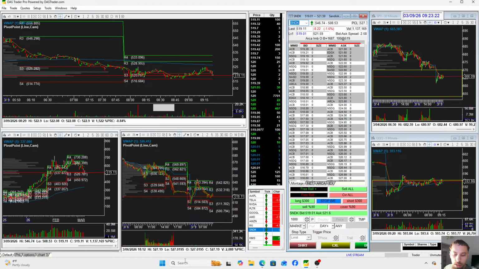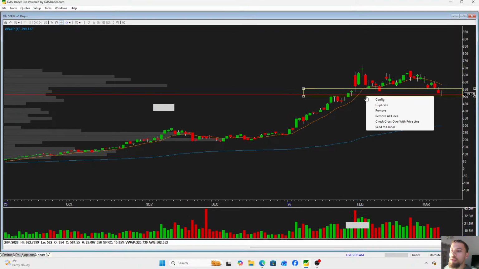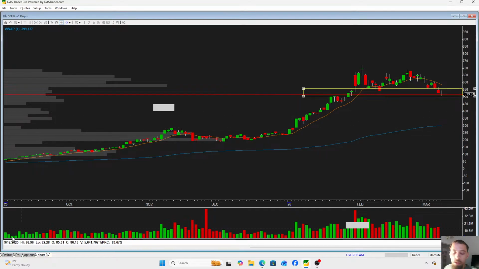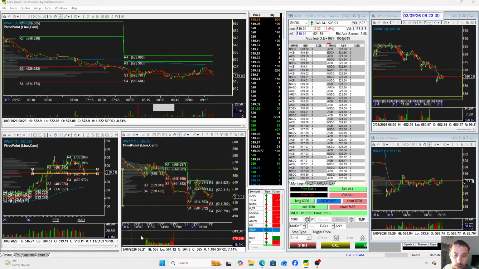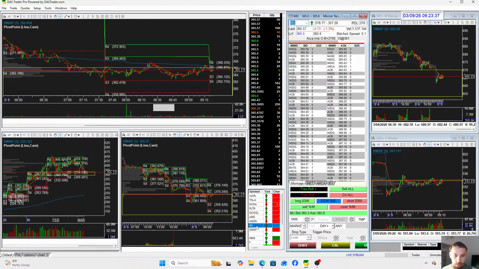Let's see. Did I draw my S&D? Okay, there we go. Send it global. Okay, so here we go. So this is a chart. This is SanDisk, or let me find one and see if one is near a pivot point for you guys who's watching.